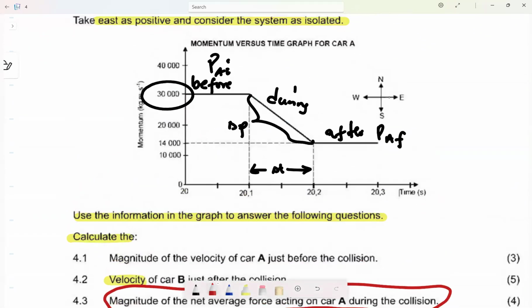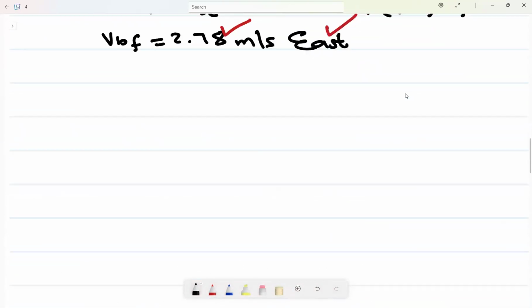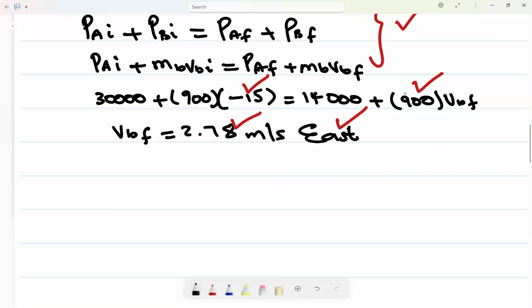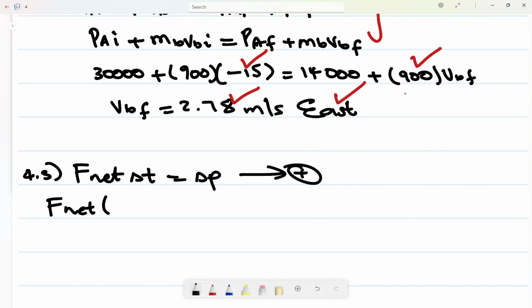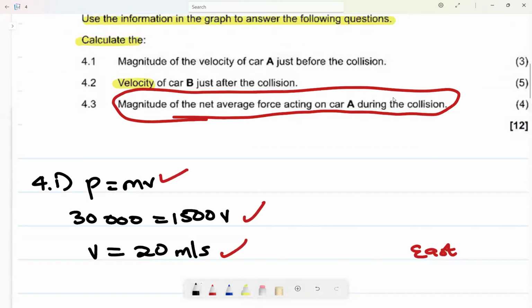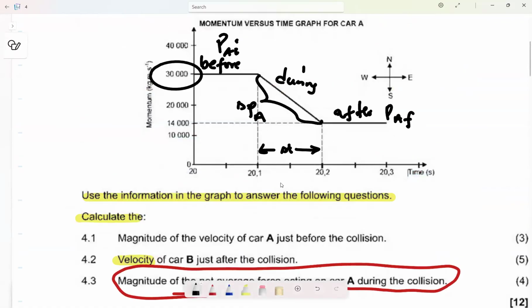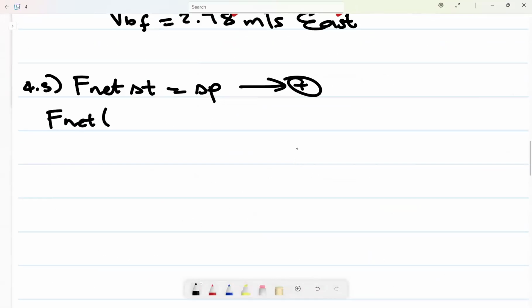Remember here, this is the change in momentum of car A during the collision. Okay, this is the change in time. So they want what? F net. So this is very, very easy. Why am I saying it is easy? Because I can come and say this is for 4.3. F net change in time is equal to change in P. I choose this as positive. My F net is what I'm looking for. What is my change in time? My change in time is going to be 20.2 minus 20.1. Can you see that? 20.2 minus 20.1.